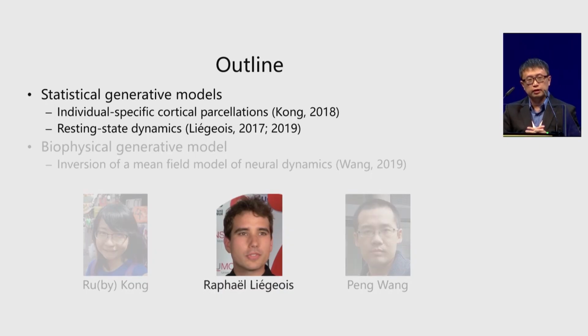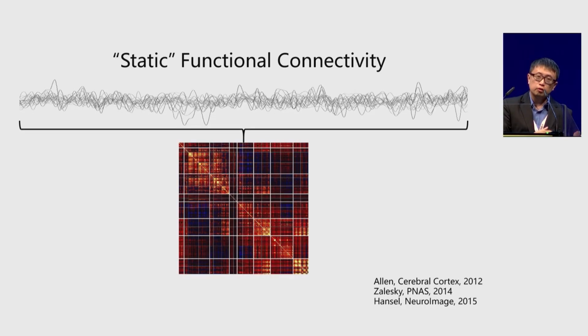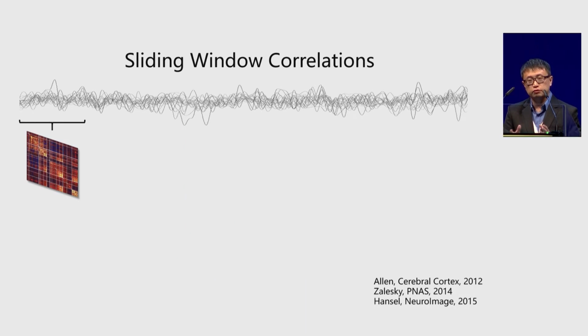Next, we'll talk about resting state dynamics and a simple model for resting state dynamics. This is work done by my ex-postdoc, Raphael. In the previous topic, when we were talking about parcellations, functional connectivity was computed using the entire time courses. The problem is that this assumes that functional connectivity is not changing over time. As a result, there has been a lot of work trying to compute functional connectivity over a short time window, such as the one shown here. Here, functional connectivity is computed over that small section of time points.